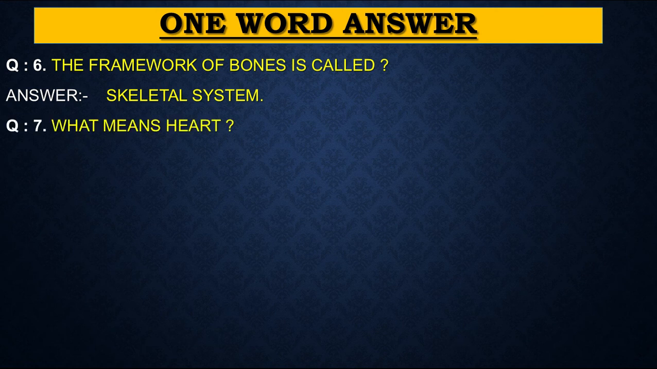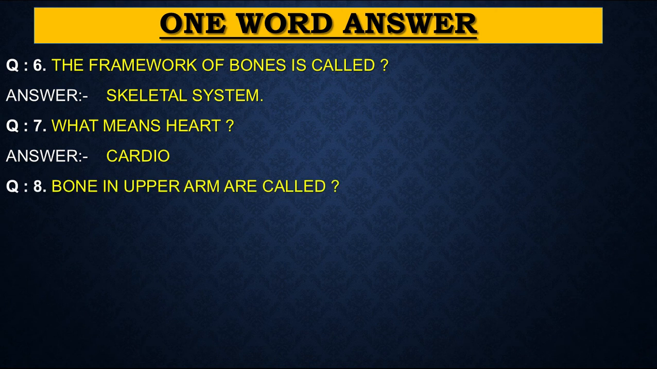Next, question number 7. What is the meaning of heart? Answer of this question is cardio. Its spelling is C-A-R-D-I-O, cardio. Next question. Bone in upper arm is called.